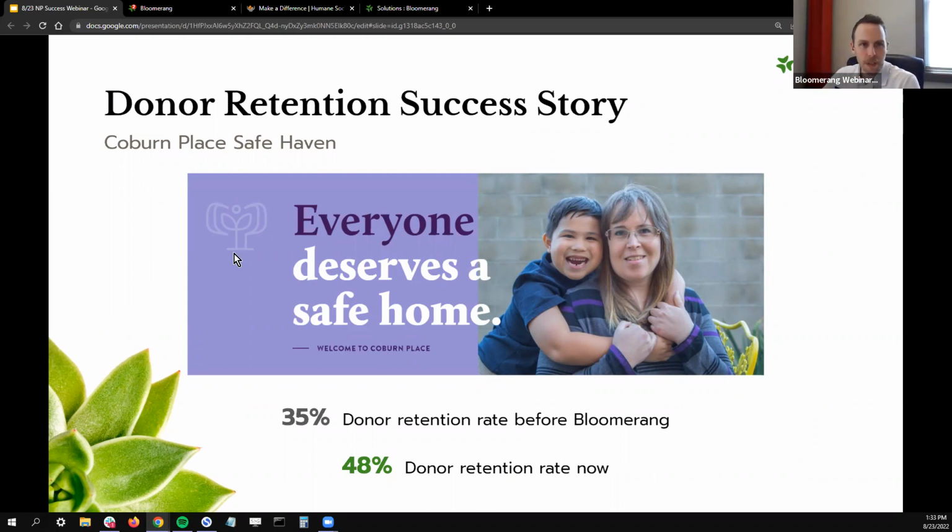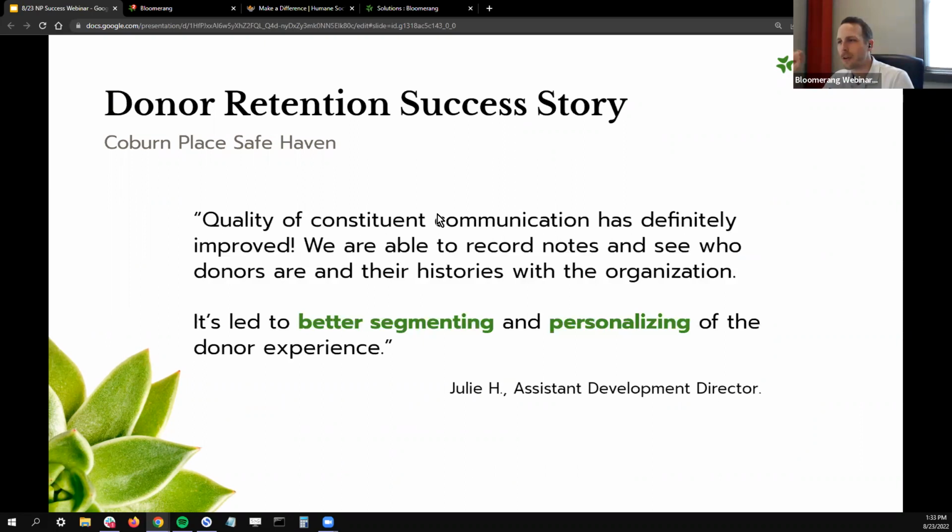The quote they had here is, the quality of constituent communication has definitely improved. We're able to record notes, see who donors are and their histories with the organization. And then here, it's led to better segmenting and personalizing of the donor experience. So Julia at Coburn Place just mentioned that since switching to Bloomerang, and I would argue really just ensuring you have a dedicated donor CRM where you can segment your donors and personalize their donation experience, it can go a long way with donor retention.